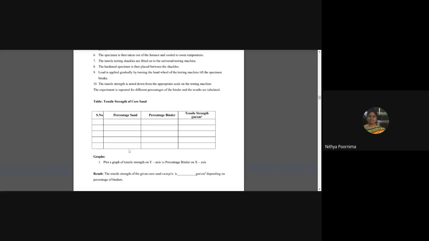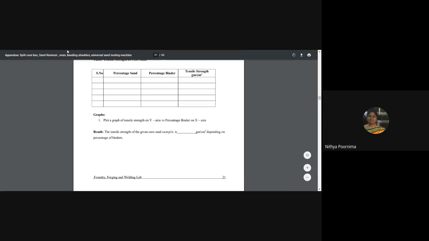After it has cooled to room temperature, you will take it to the UTM. Then you fix your tensile test shackles on the UTM and apply the hydraulic pressure. The moment it cracks, you take the readings from the indicator. Is it clear? Here also you have percentage of sand and percentage of binder, and you take down the tensile strength values. Basically, you plot a graph of tensile strength versus percentage binder. Now we will see a video on the tensile strength.